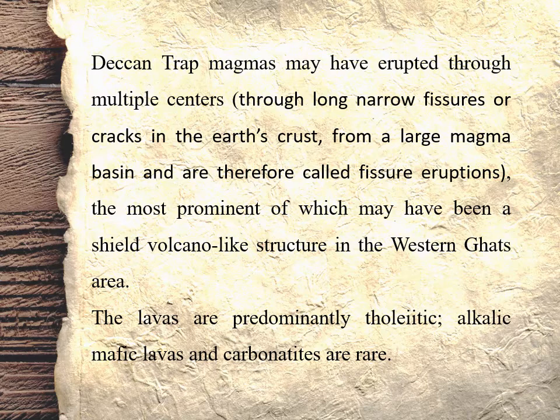Now, this igneous rock is highly mobile, and because of their high mobility, they spread over a vast area on the surface. Most of the Deccan Trap lavas are of tholeiitic type, some are alkali basalt, some are carbonatites. So although there are compositional variations found in the lava flows, predominantly the majority of the lavas are of tholeiitic type.